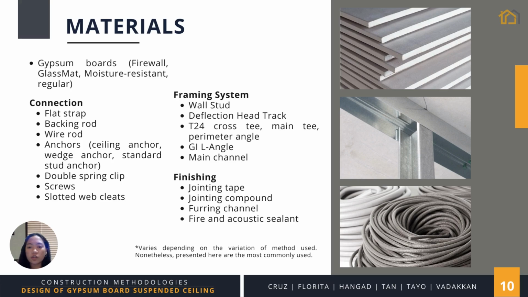The materials in installing gypsum board suspended ceilings vary depending on the method used, but presented here are the most commonly used. First and foremost, the insulation cannot push through without the gypsum boards. For the framing system, we would need wall studs, deflection head tracks, Ts, GIL angles, and main channels. For the connection system, flat straps, backing and wire rods, anchors, screws, and web cleats would be needed. Lastly, for finishing, we would need jointing tape, jointing compound, furring channel, and fire and acoustic sealant.